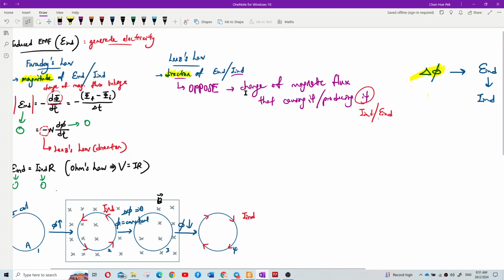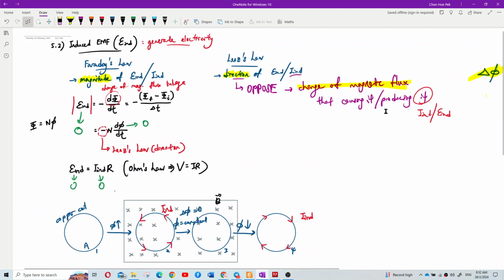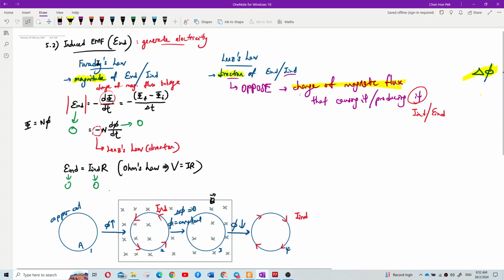Who is causing the induced EMF? Who is the cause? The change of magnetic flux. The change of magnetic flux is causing this induced EMF to happen. You see? That is Faraday's law.